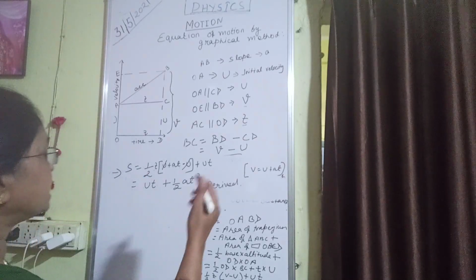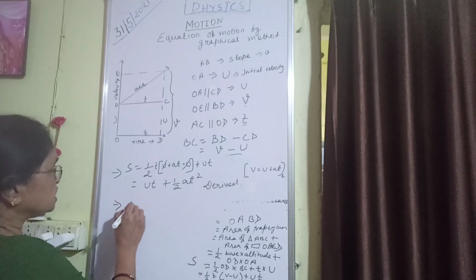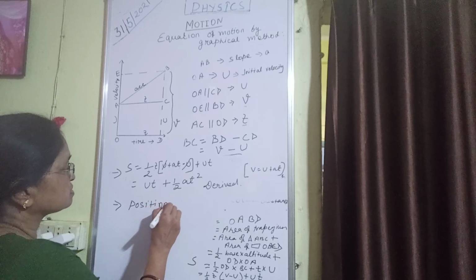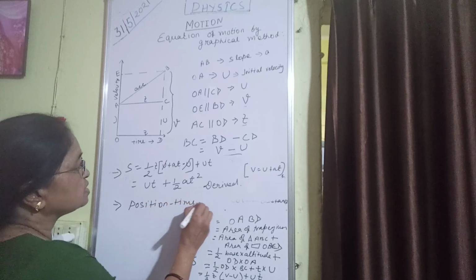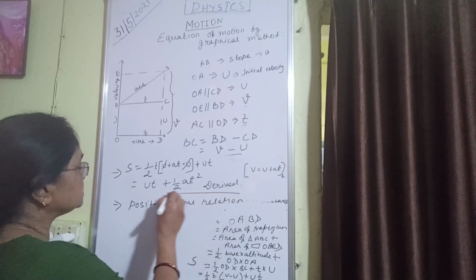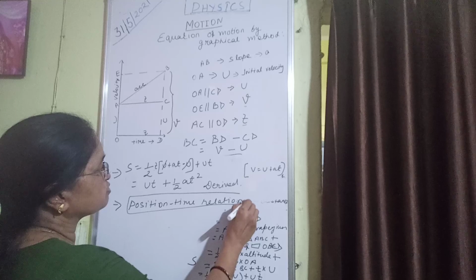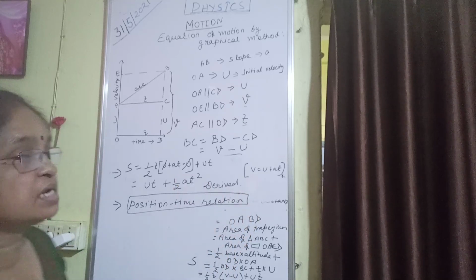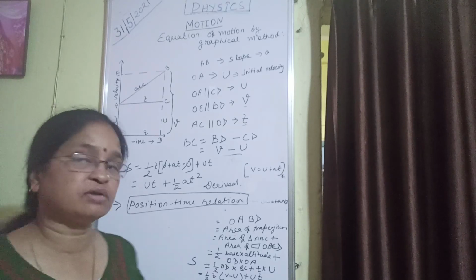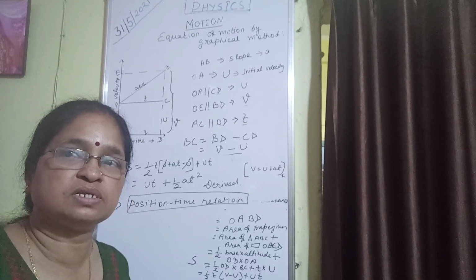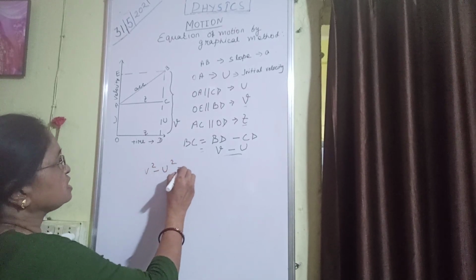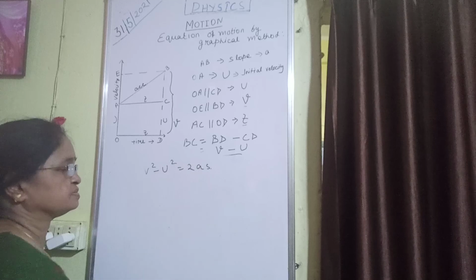We are getting that it represents the position-time relation. It gives us the position-time relation. So from the second equation of motion we get the position-time relation. And now see how we derive the third equation. Again it's very easy: V squared minus U squared is equal to 2AS.